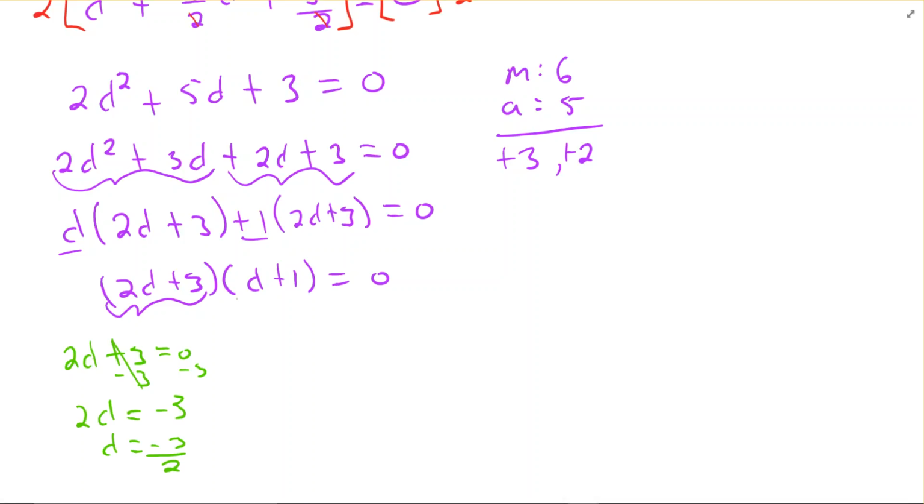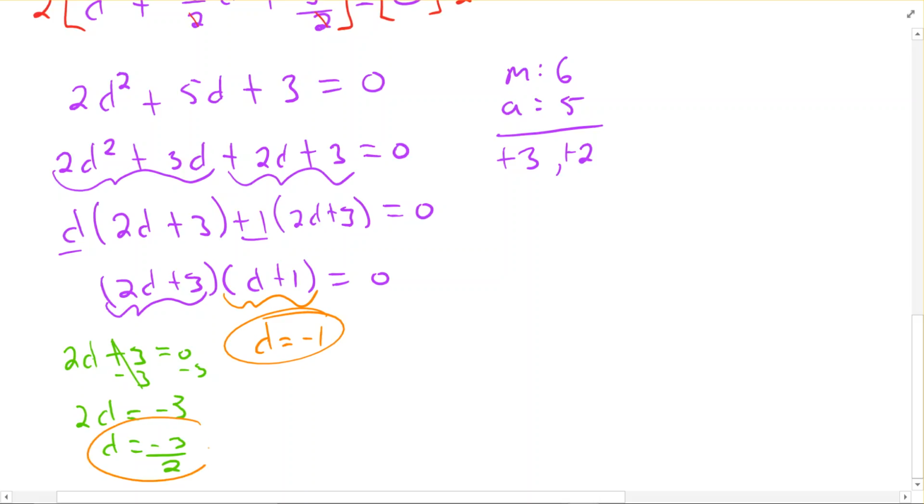The other one, this one here, you can just kind of see from looking at it. You could do it that way too, but you could also say, okay, d is just equal to negative 1. Probably do that one in your head. So those are our two answers, that one and that one.